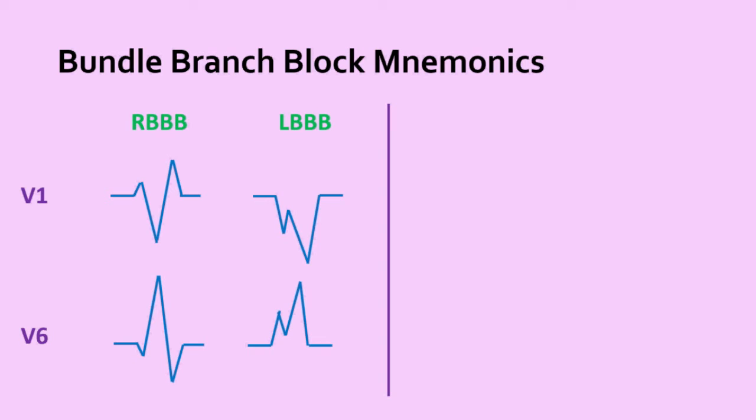The first one is you remember the name William Morrow. What this gives you is the first letter here is going to be the pattern you expect to see in V1. The last two letters are the ones you expect to see in V6. And then the L and the R in the middle tell you whether it's a left bundle branch or a right bundle branch block. So for example, for the left bundle branch block, we expect to see a W pattern in V1 and an M pattern in V6. Similarly, in a right bundle branch block, we expect to see an M pattern in V1 and a W pattern in V6.